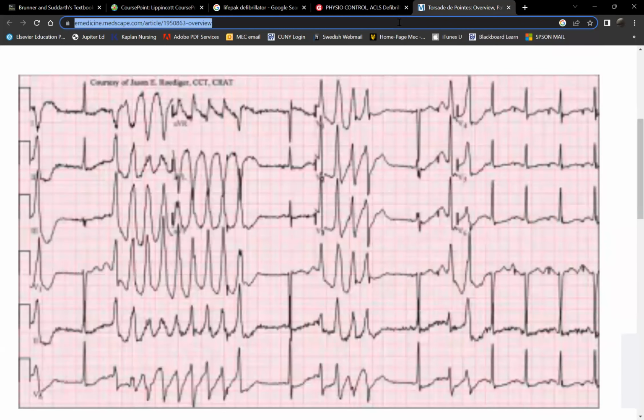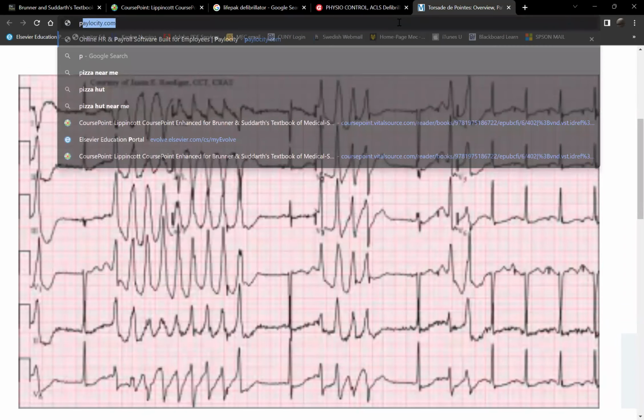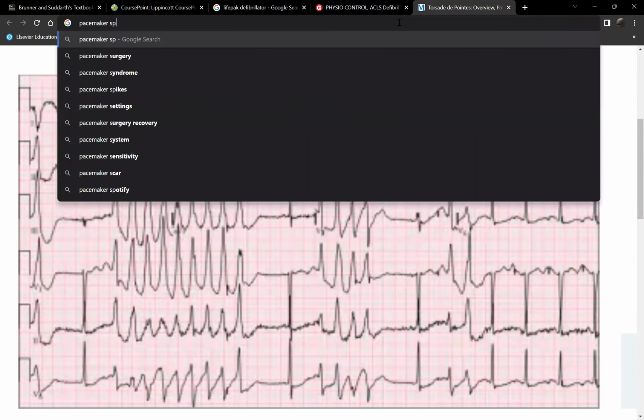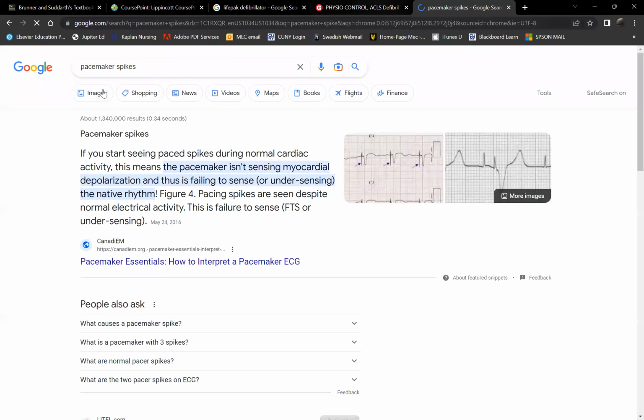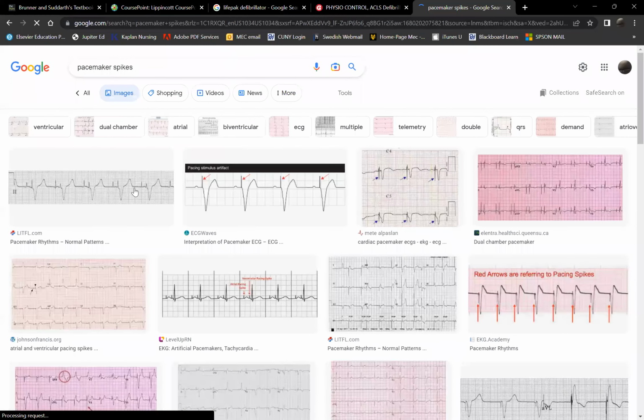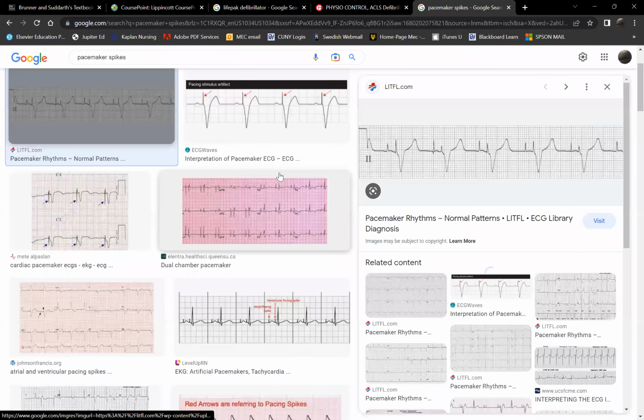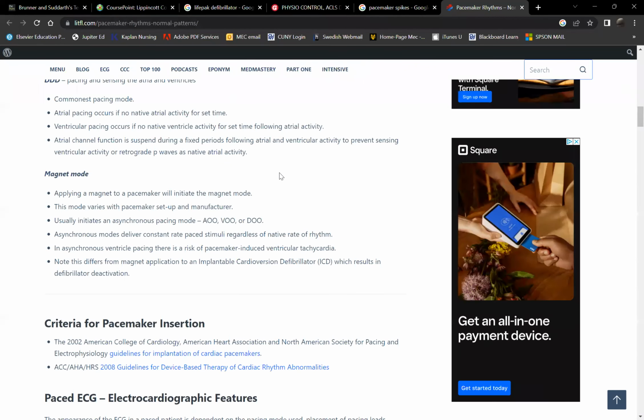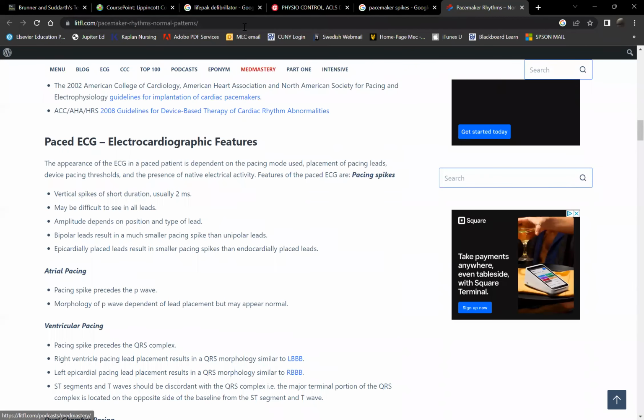Okay, so you'll see a pacemaker spike. Instead of a P wave, you'll see something like this, followed by a QRS, right?